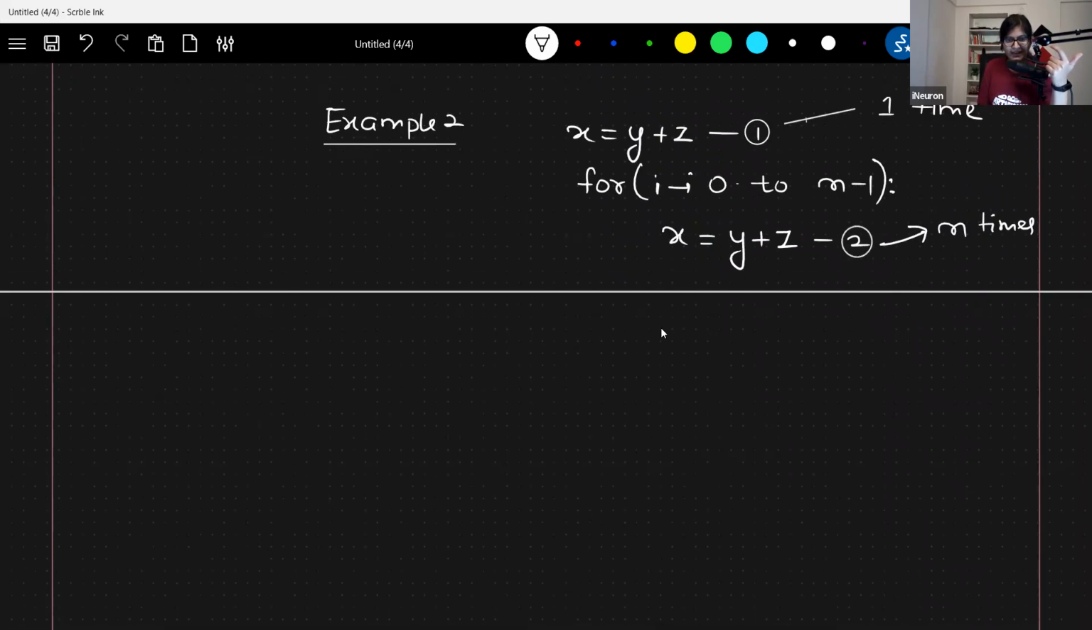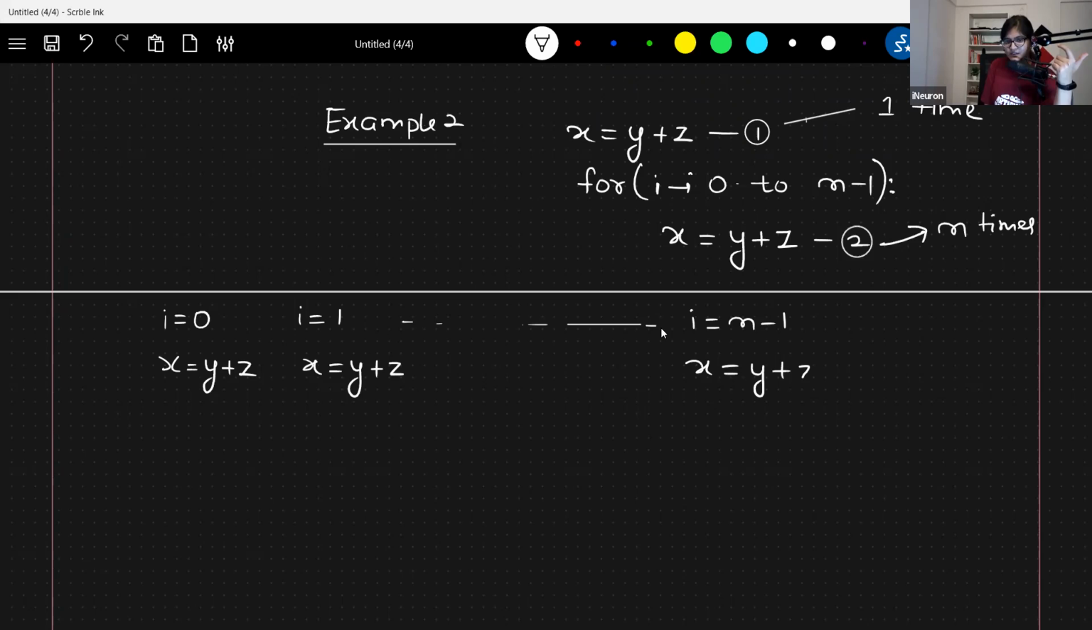The for loop will start from i equal to 0. It will go inside and execute the statement x is equal to y plus z. Then the value of i will become 1. Again, the statement will get executed. And so on, when the value of i becomes n minus 1, we will again repeat the statement x is equal to y plus z. In total, we are repeating the statement n number of times. And that's the actual functionality of a loop.